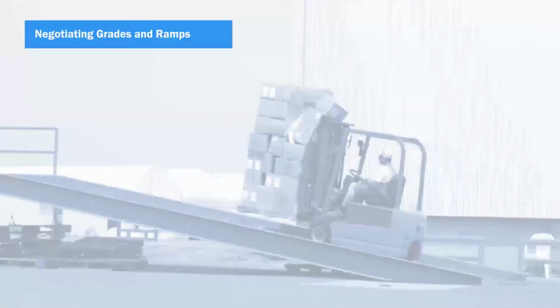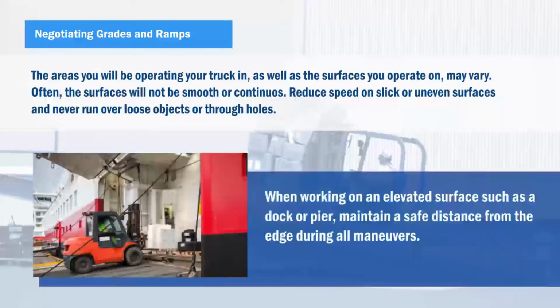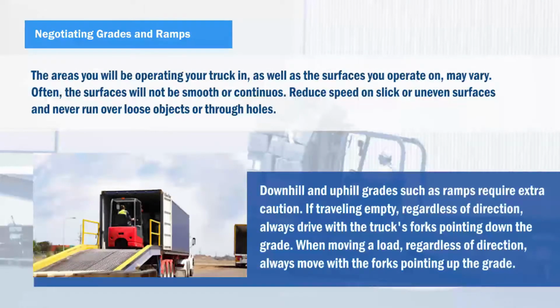Negotiating grades and ramps. The areas you will be operating your truck in, as well as the surfaces you operate on, may vary. Often, the surfaces will not be smooth or continuous. Reduce speed on slick or uneven surfaces and never run over loose objects or through holes. When working on an elevated surface such as a dock or pier, maintain a safe distance from the edge during all maneuvers. Downhill and uphill grades such as ramps require extra caution.